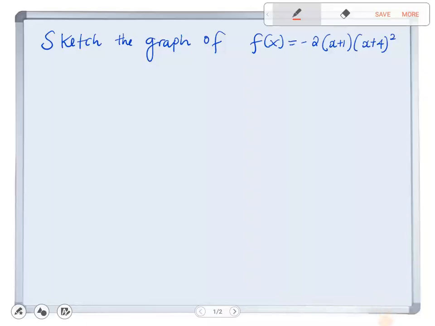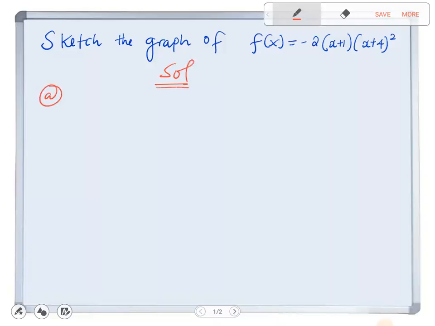Sketch the graph of f(x) = -2(x + 1)(x + 4)². So how do we sketch the graph of this function? So let's look at the solution. What things do we need to take into consideration as we sketch this graph?